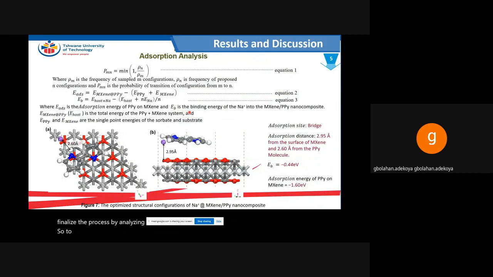So to analyze the results, we did a few calculations, and we discovered that the adsorption site for the sodium ion is at the bridge site, and the adsorption distance with respect to the surface of the magnesium and the PPY is 2.95 Angstrom and 2.6 respectively. So the adsorption was actually exothermic, which is -0.44 electron volts. This is like a quarter of the adsorption that was recorded for the adsorption of polypyrrole on the magnesium, which stood at -1.6 electron volts.